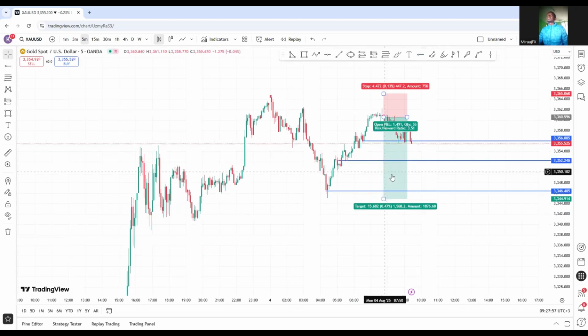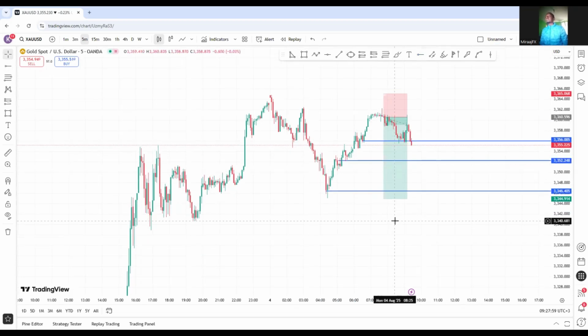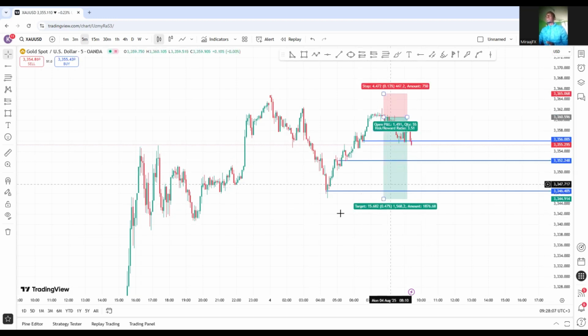So this is basically a trade that I sent out to the Telegram channel right now as we speak, and it is actually still running. Already take profit 1 has been hit, and we're looking to move all the way to take profit 3.